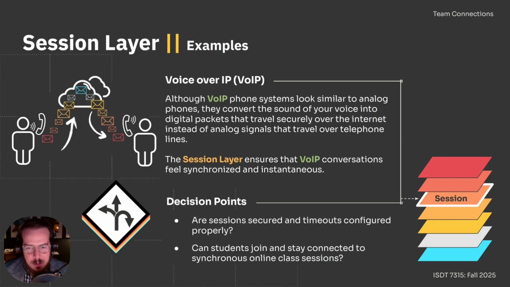Carrying that telecommunications theme forward, voice over IP phone systems heavily rely on the session layer to ensure that your conversations occurring over the network feel synchronized and responsive. These types of phones will package audio as digital packets and securely send them over the internet instead of through an analog telephone line. When thinking about this layer, you may consider if the systems are able to ensure that sessions are secured and that timeouts are set up to appropriate lengths between systems. This might align with how we do synchronous online courses over Zoom or Teams. Can these systems ensure that students join and stay connected synchronously?